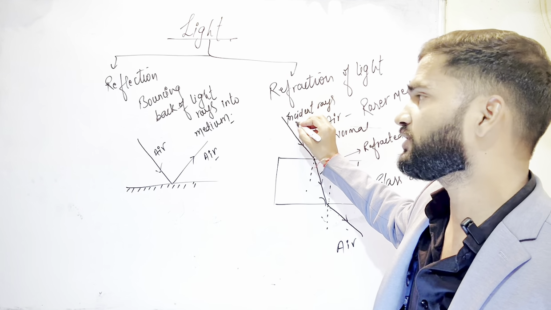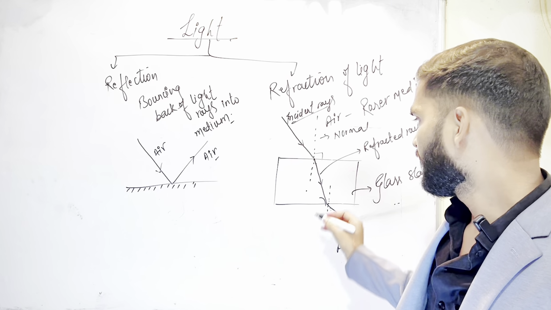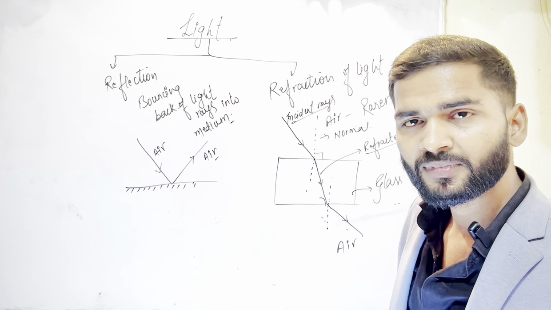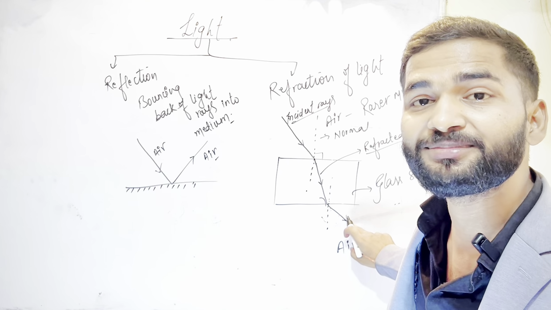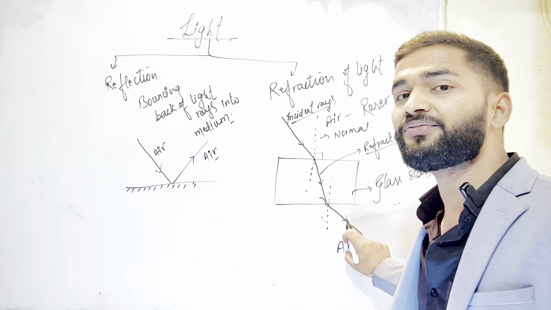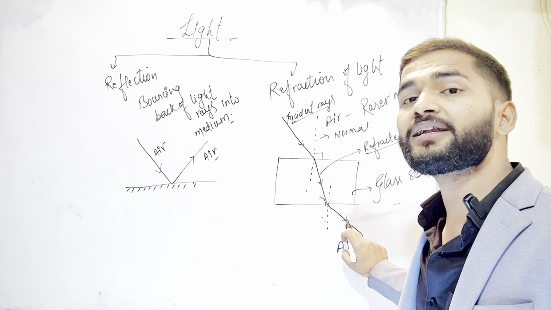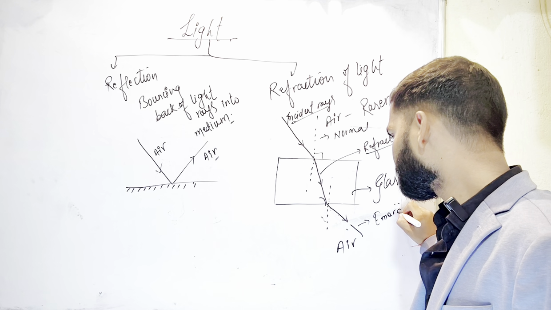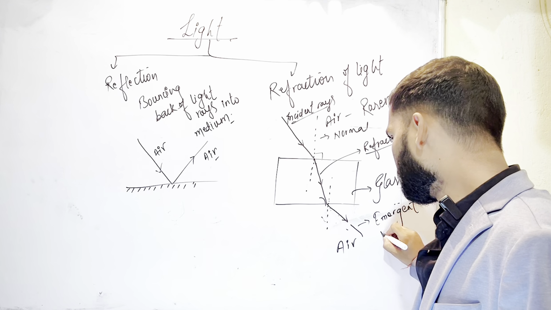And what is this ray called? Incident ray. And what is the name of this ray? Refracted ray. And what is the name of this ray? Again, don't think about that. It is not a refracted ray. It is what? Emergent ray.